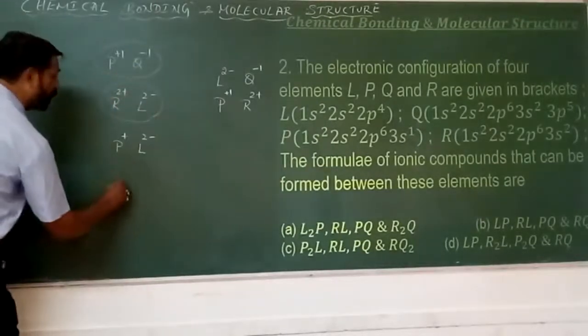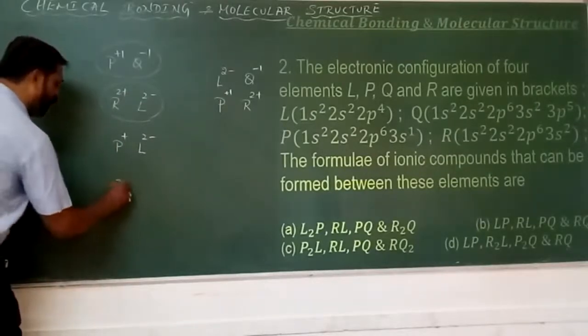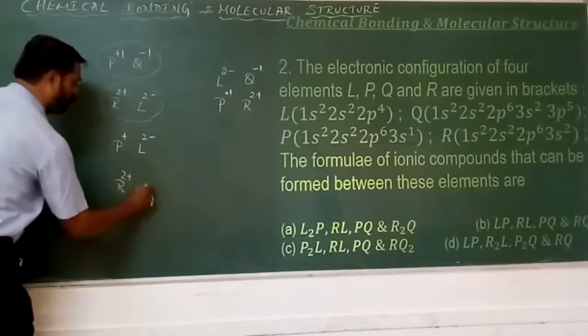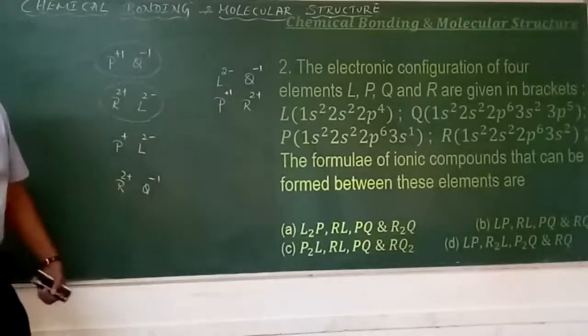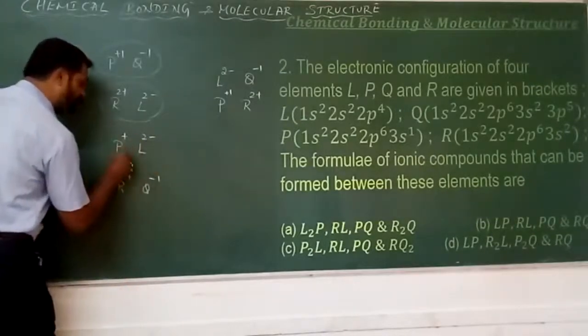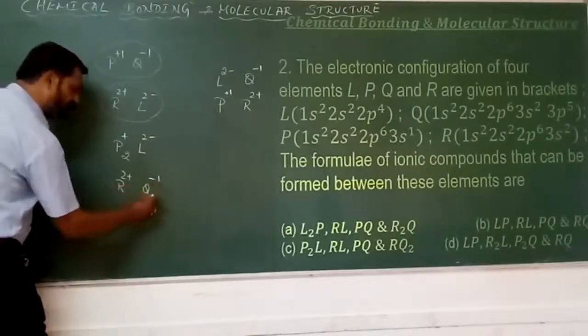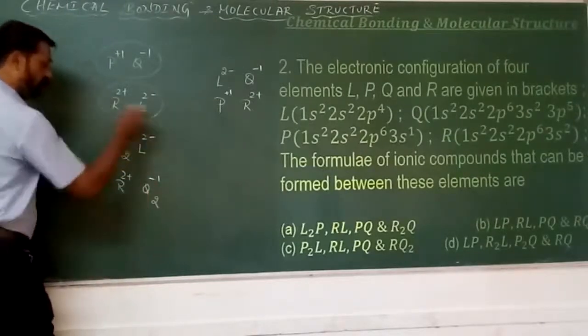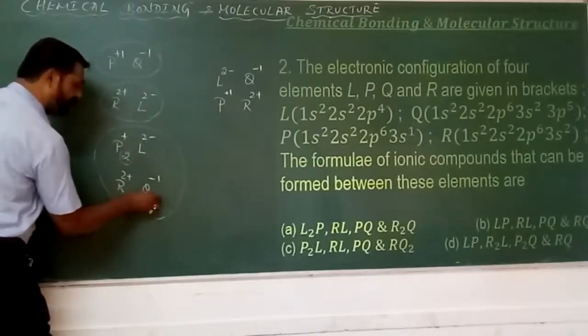Next, other thing is if it is R2 plus and another is Q minus. Here the sum of the charges is not equal to 0, but we can make that 0 by multiplying by a suitable number. Here it is plus 1, here it is minus 2, means it is 2 of that. Here it is plus 2, here it is minus 1, means it is 2 of that. Therefore, in every case, it is going to be 0. Means I multiply this by 2, here it is multiplied by 1.